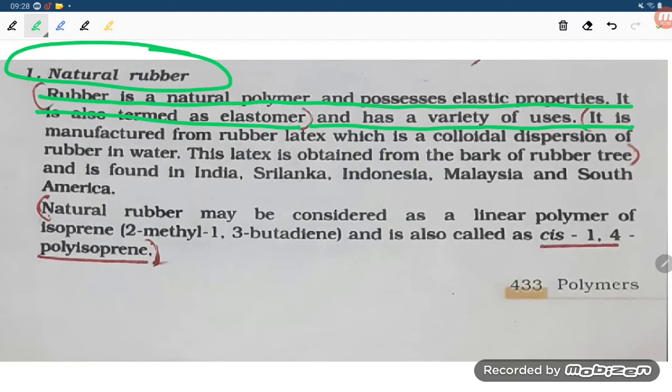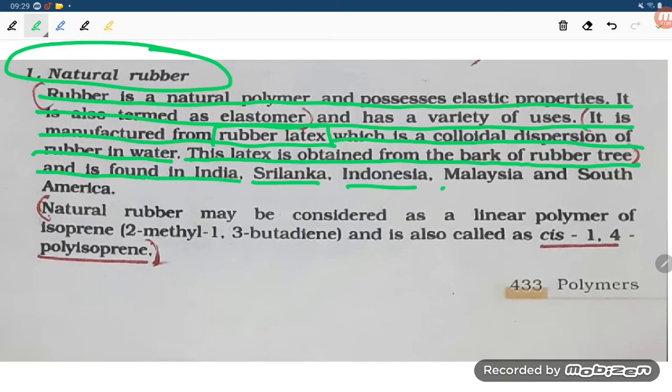It is manufactured from rubber latex, which is a colloidal dispersion of rubber in water. This latex is obtained from the bark of the rubber tree and is found in India, Sri Lanka, Indonesia, Malaysia, and South America also.